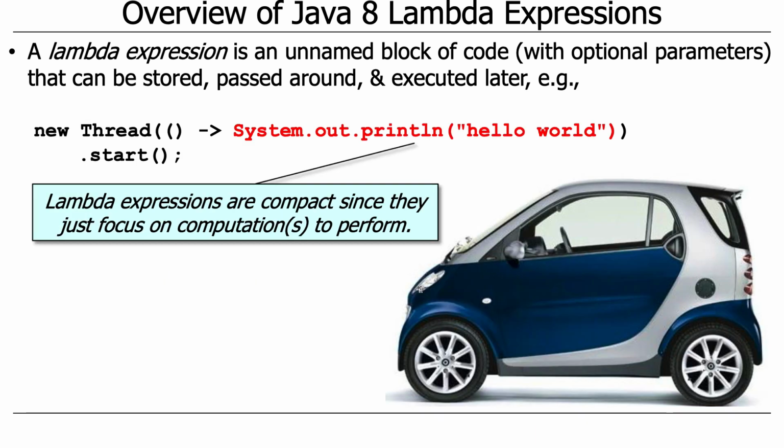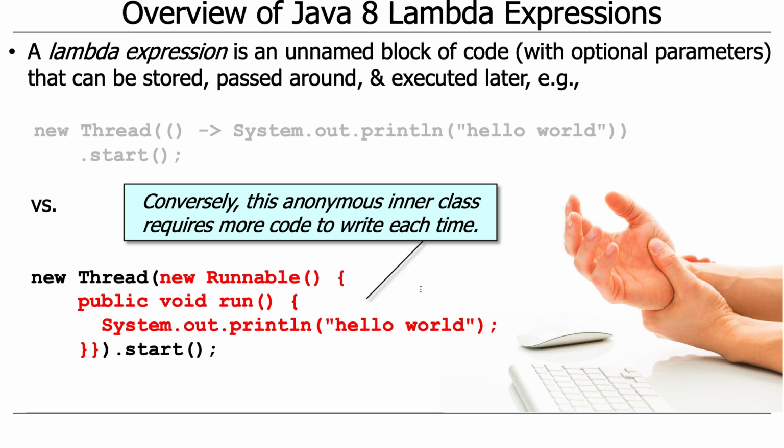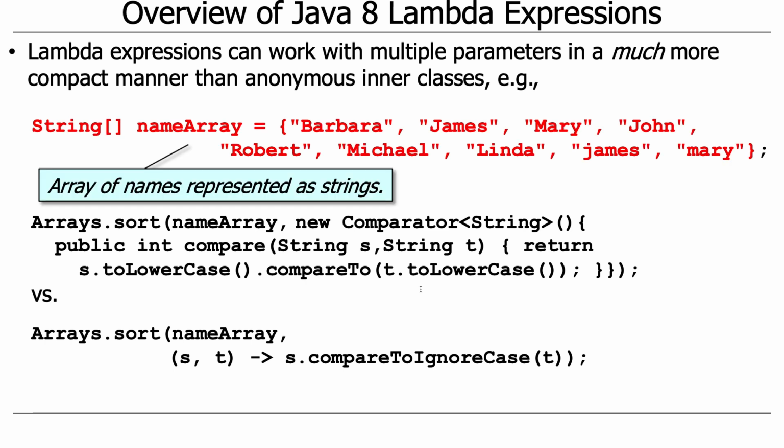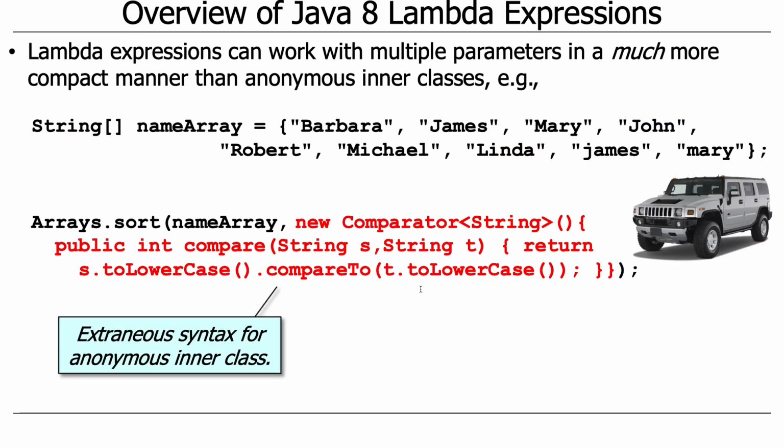Whereas what we really want is something that just gets to the computation and doesn't distract us with all this additional syntax. Let's take a look at an example here that's a little bit more interesting than hello world that demonstrates Lambda expressions and also shows how you can use them with multiple parameters. So in this case, we're going to have an array of names represented as strings. So you have a string array called nameArray. And I'm going to show you two different ways to sort the contents of this array of strings. The first way here is to use the classic anonymous inner class.